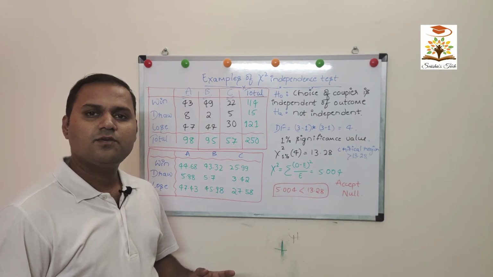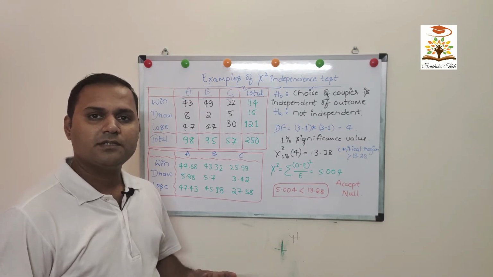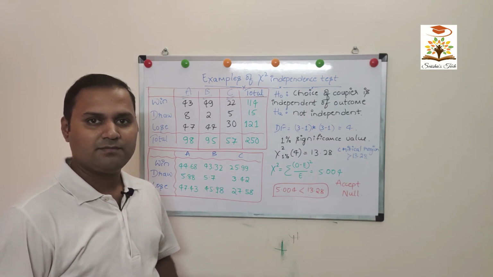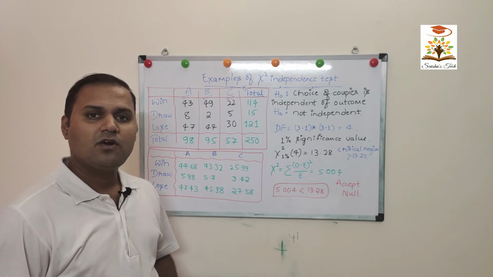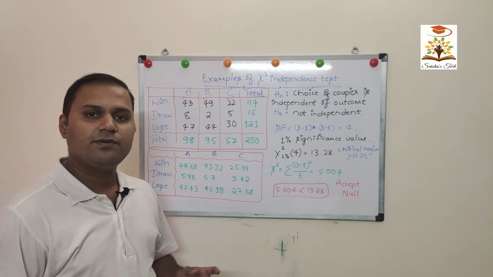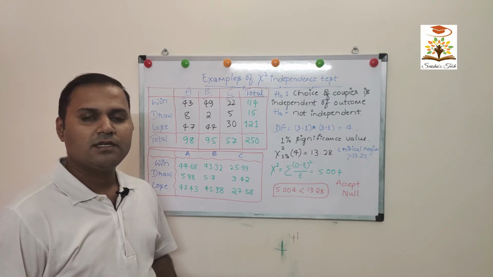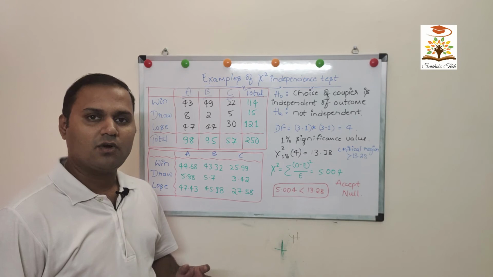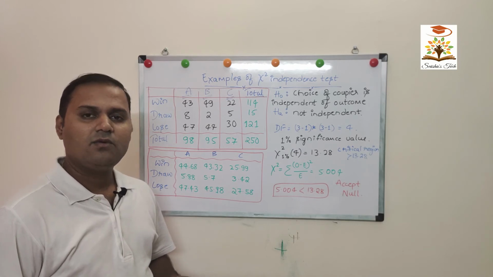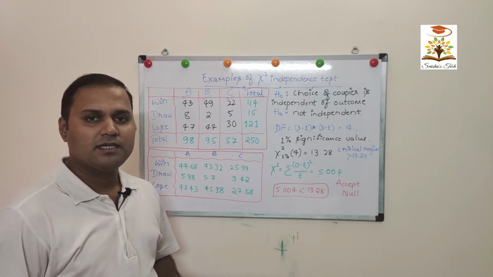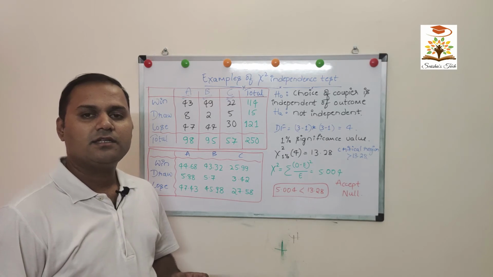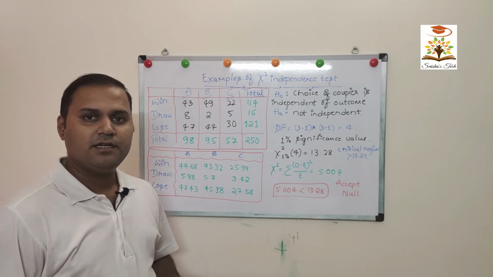A casino is losing money from one of the copiers on a blackjack table. There are 3 copiers on the blackjack table, and the casino has collected data of 250 observations for their win, lose and draw cases. Now the casino wants to understand whether the 3 copiers are working independently or not.